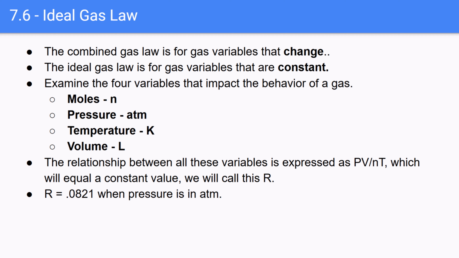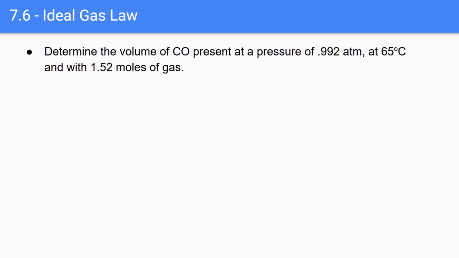So given three of these four variables and the constant value for R, we can algebraically solve for whatever we're trying to figure out. Let's take a look at our sample problem. So here it says determine the volume of CO present at a pressure of 0.992 atm at 65 degrees Celsius and with 1.52 moles of gas. So we'll plug those numbers in. We'll do this first one together, and then I'll give you an opportunity to do the next one on your own. So give me a second to get into drawing mode.